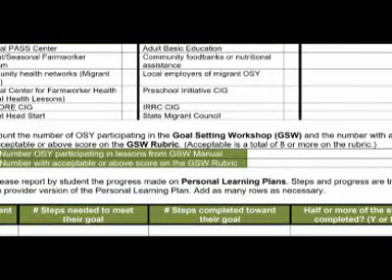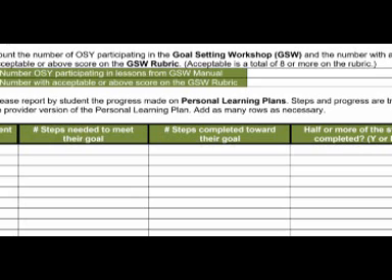Number 9, we're counting the number of OSY participating in the goal setting workshops and the number with an acceptable or above rating on the GSW rubric. And so on the rubric, if the student has a total of 8 or more points, that is considered acceptable.